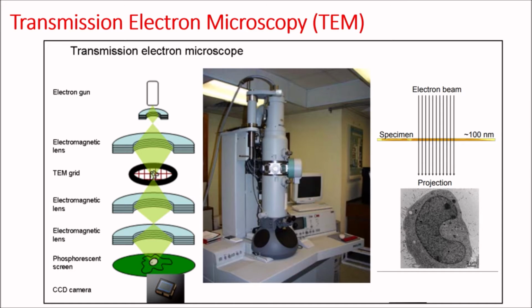A TEM typically consists of the following components: an electron gun that produces a stream of monochromatic electrons, electromagnetic condenser lenses that focus the electrons into a small beam, a sample stage in which the sample is placed, an objective lens to focus the transmitted beam, a projector lens to enlarge the image, allowing the optical recording of the image carried by the transmitted electron beams, and a fluorescent screen to view the image or a CCD camera to record it. Electron microscopes are high vacuum systems.